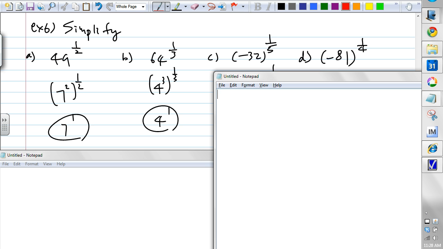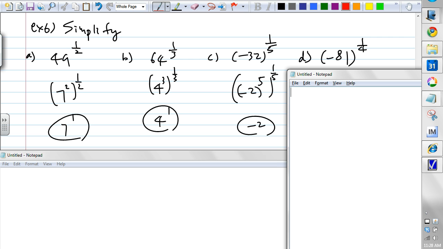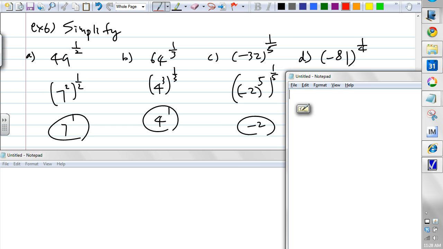What's 32 in terms of 2? It's 2 to the 5th. 2 to the 5th. And it's negative, right? So is it okay to be negative? Yes, because my denominator is odd. So therefore the answer is negative 2. What about D?